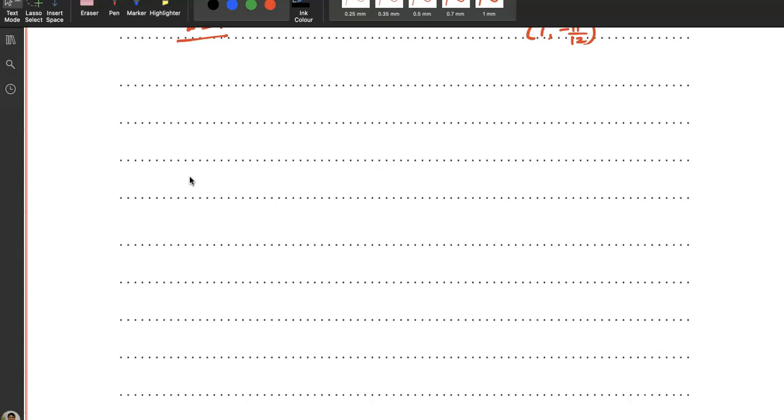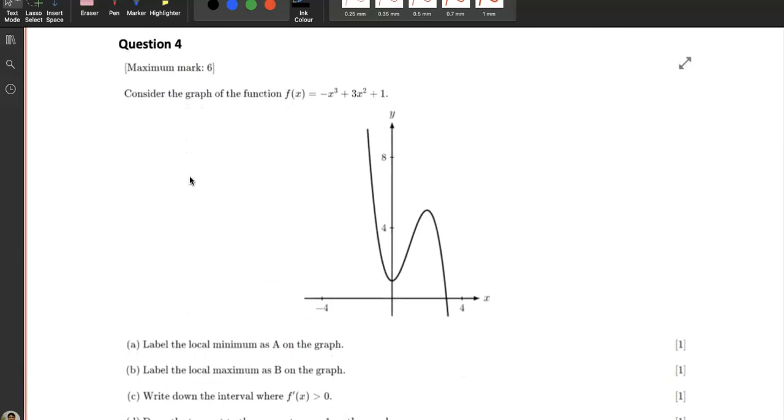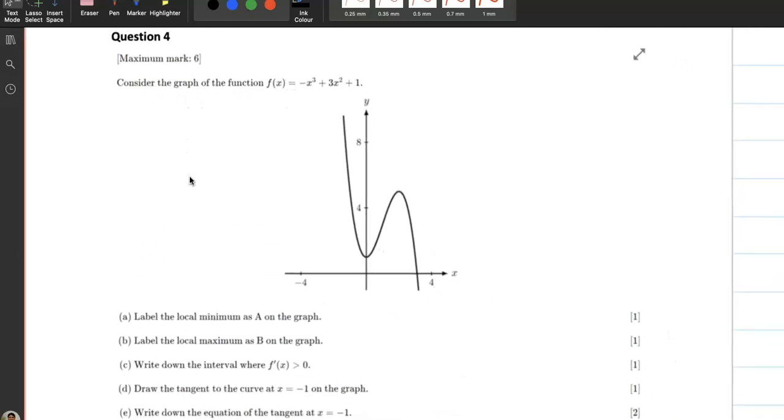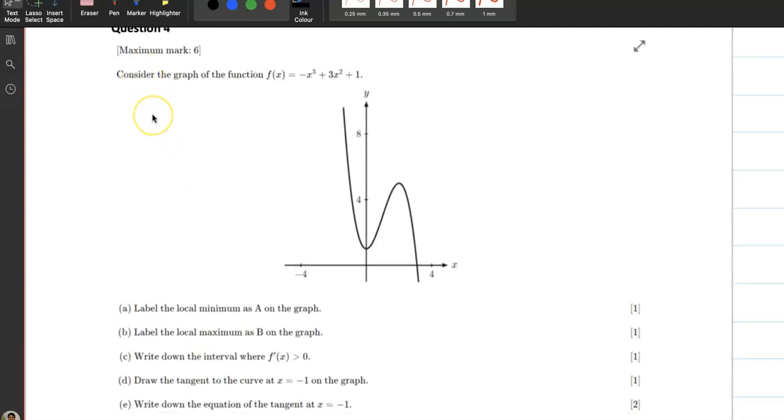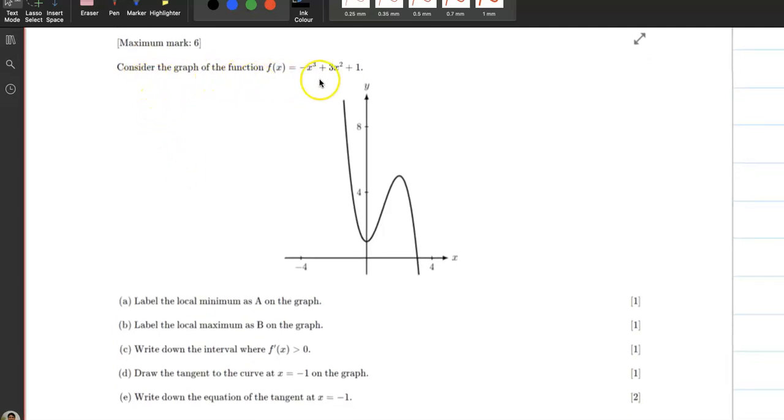Okay. Next. Question 4. So how many questions are there? Like 8? Yeah. Consider the graph of the function. This graph has been given. Label the local minimum A on the graph. So what's your local minimum? This. Label the local maximum B on the graph.